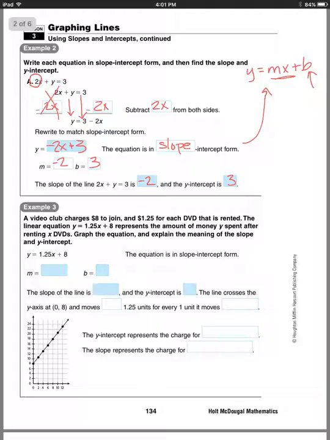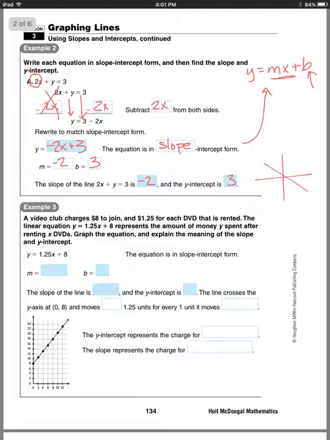So because it has a slope of negative 2, you know that line is going to be running negative. And it's going to go through (0, 3), because the y-intercept is 3, and when you have a y-intercept, the x is 0.